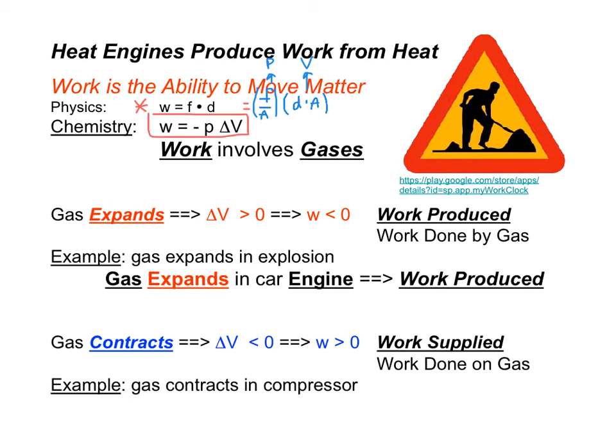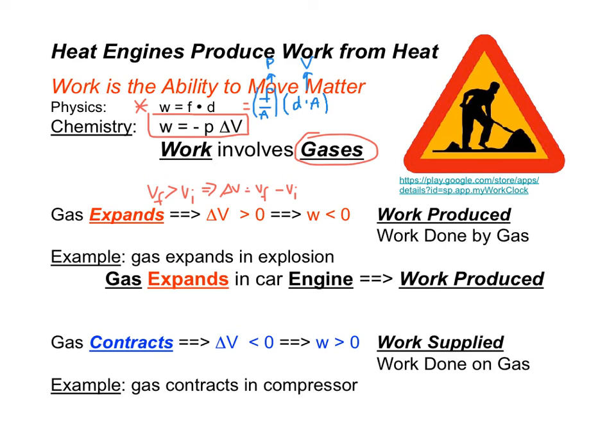Unlike solids and liquids, gases can compress and expand. So work involves gases. When a gas expands, V final is greater than V initial, so delta V is greater than 0, which means work is less than 0. When work is negative, work is produced. In other words, work is done by the gas on its surroundings.